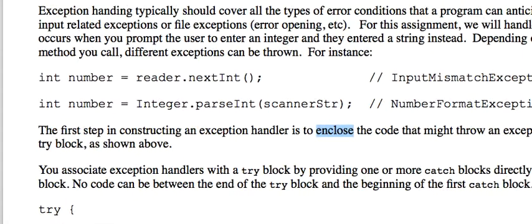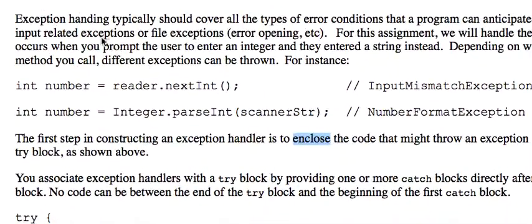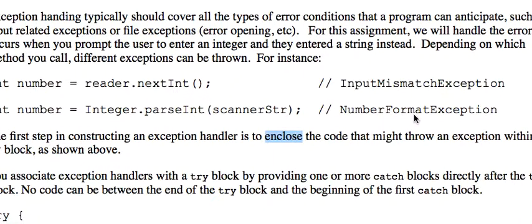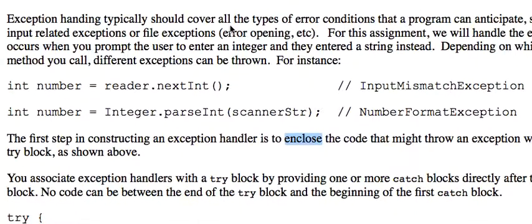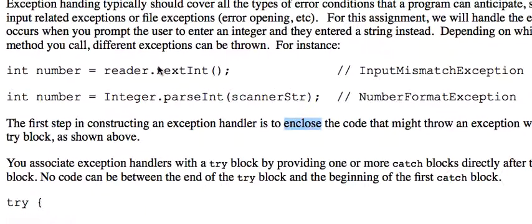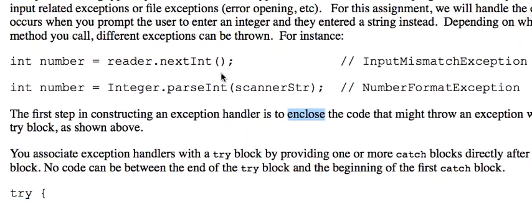And I want to remind you of what it says here in the directions: exception handling should cover all the types of error conditions that a program can anticipate, such as input-related exceptions or file exceptions if it was the wrong type of file. So for this one, we're doing certain ones, and it depends on how you're calling your method. If I'm doing reader.nextInt, then I could get an input mismatch exception error.